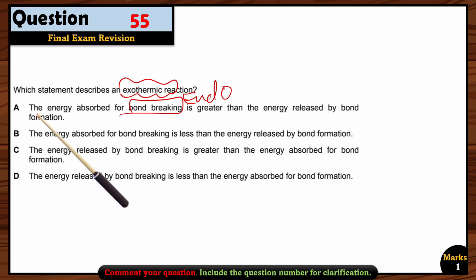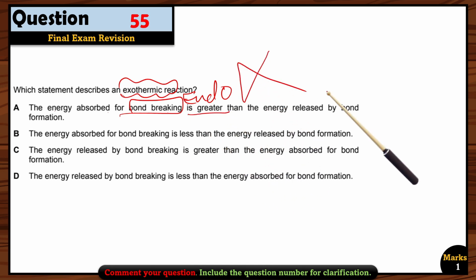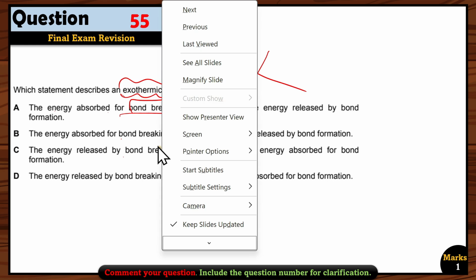So we have to see the energy absorbed for bond breaking is greater. Wrong. For exothermic, it should be less. The energy absorbed for bond breaking is less. Yes, this option is right. The energy released by bond breaking. Again, the statement is wrong because energy is never released when the bonds are broken. The bonds are broken with the help of activation energy. That energy is actually the energy absorbed, energy taken in to break the bonds, okay?